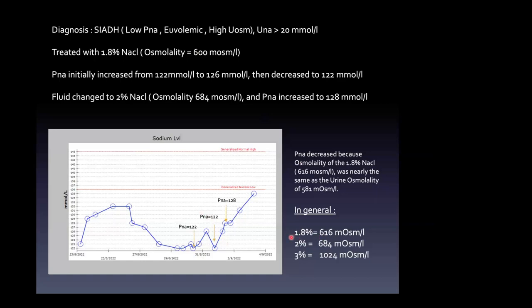And this is what happened in this patient. We gave him a fluid which had an osmolarity similar to his urine osmolarity. That is why his hyponatremia initially corrected, but then went back down. Yeah, because then you are retaining the water.